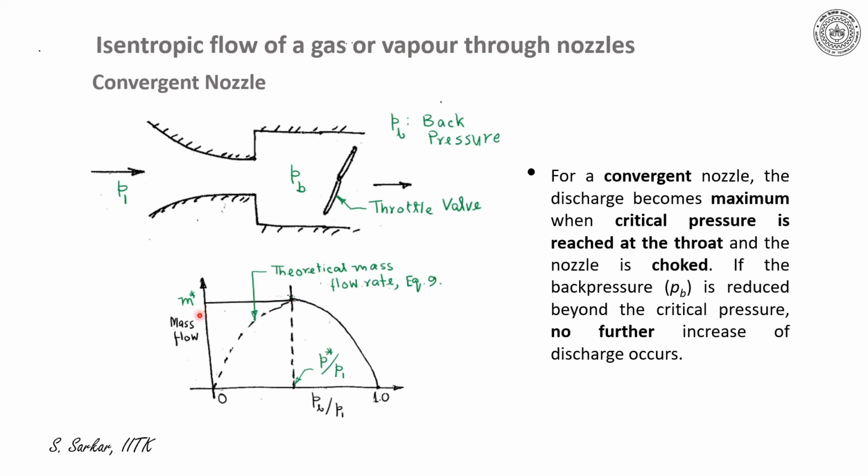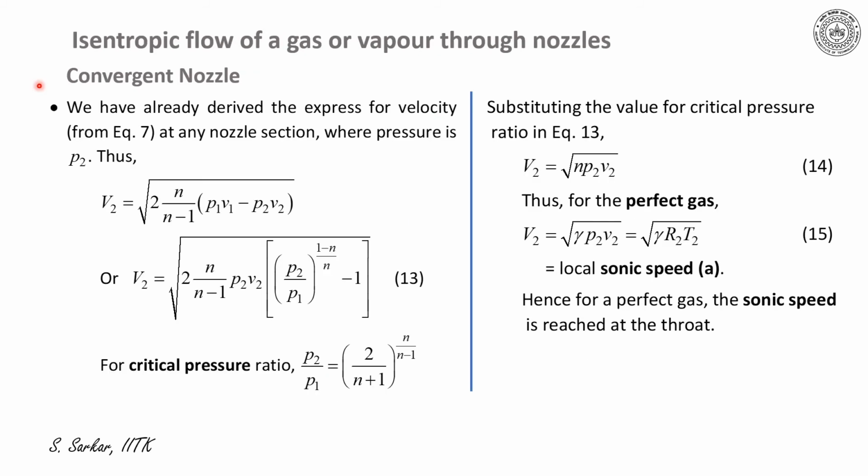After that, mass flow would not change. So this I have summarized here. I have indicated that for a convergent nozzle, the discharge becomes maximum when the critical pressure is reached at the throat and the nozzle is choked. If the back pressure is reduced beyond the critical pressure, no further increase of discharge occurs. I'll continue with a convergent nozzle.